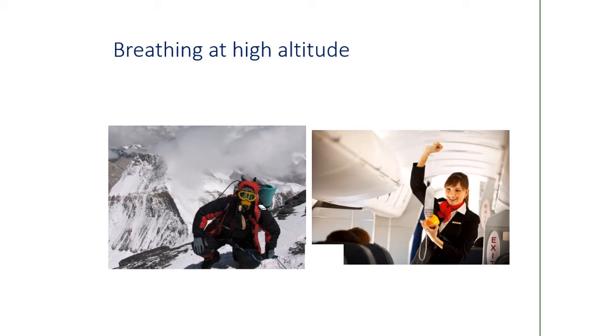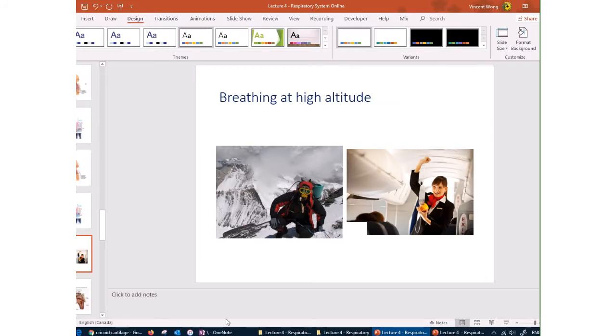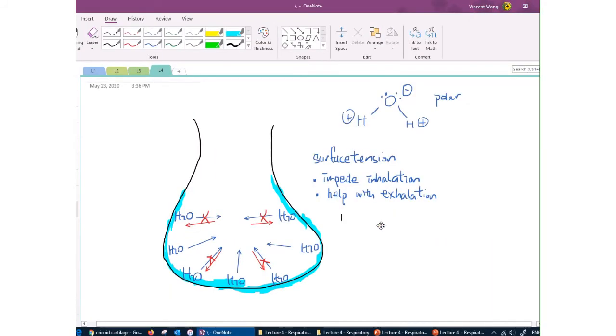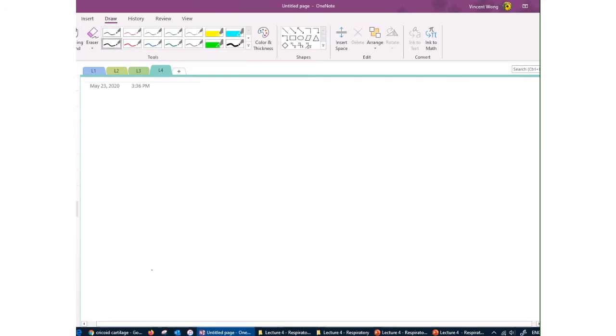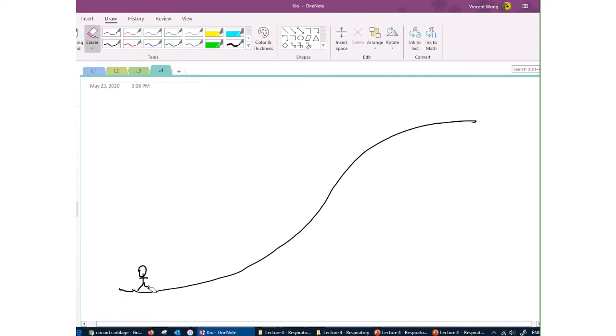Let's look at why it is difficult to breathe at high altitude. Okay, so let me skip to the OneNote here. So let's say we have a mountain here, okay? And this is sea level. So at sea level, the pressure, I'm just going to make up some number, let's say the pressure is 80 units, whatever it is. So in order for you to breathe at sea level, to inhale, you must create a pressure in your lungs that's lower than 80, right? So your PI might have to drop to, say, 60 in order for you to breathe in.